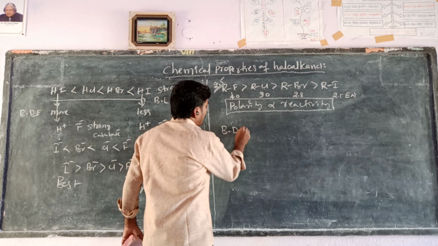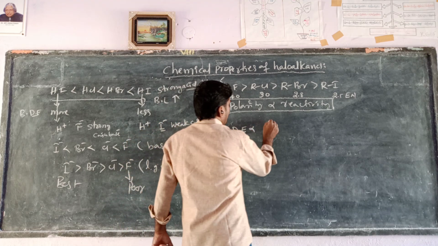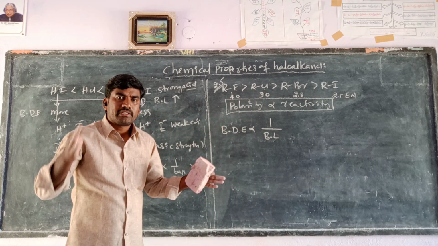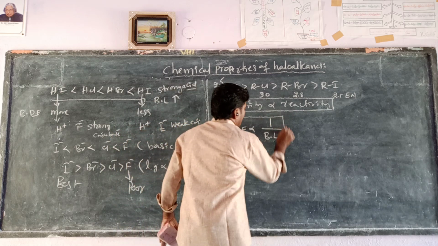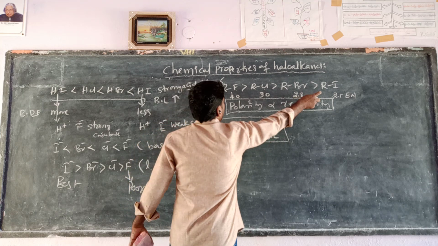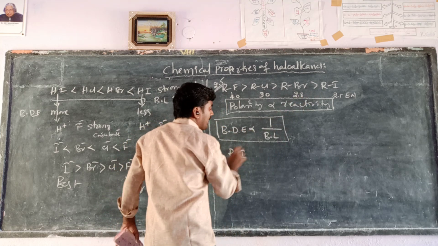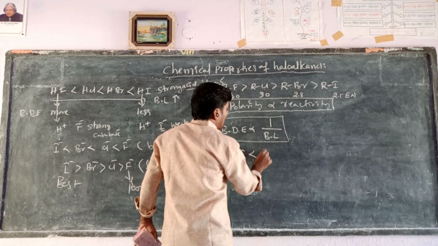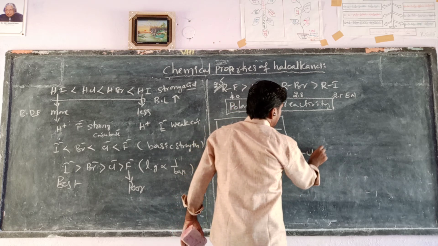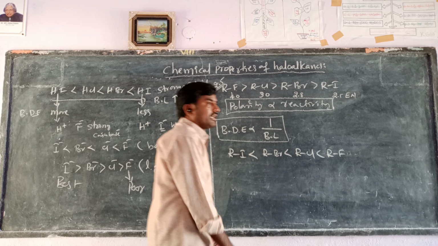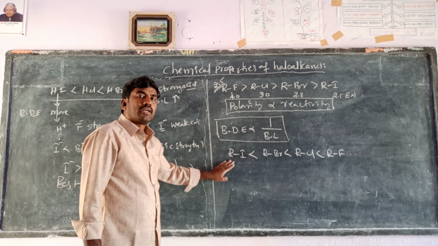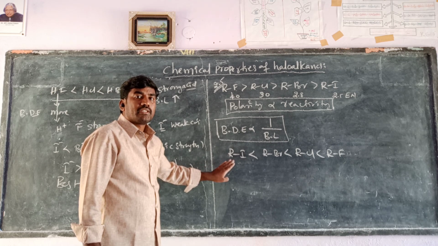Bond dissociation enthalpy is inversely proportional to the bond length. BL is bond length. As the bond length increases, bond dissociation enthalpy decreases. Both are inversely proportional. So according to this order, the bond dissociation enthalpy is least for alkyl iodide. R-I is less than R-Br, less than R-Cl, less than R-F. This is the bond dissociation enthalpy. In alkyl iodide, we can break the bond easily due to the largest bond length, so it has the weakest bond dissociation enthalpy.